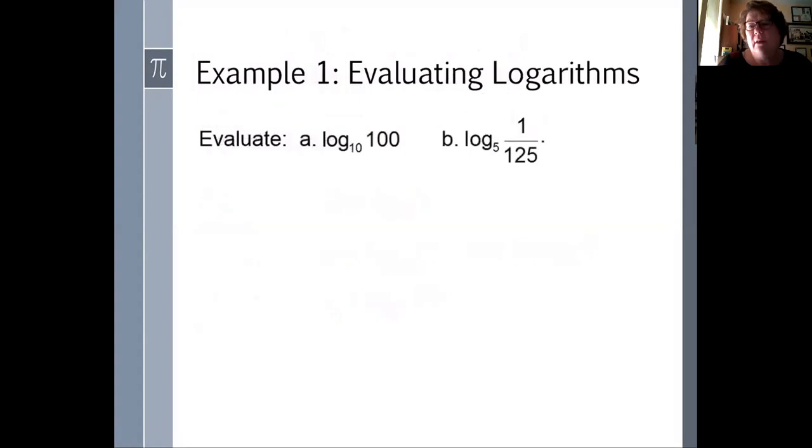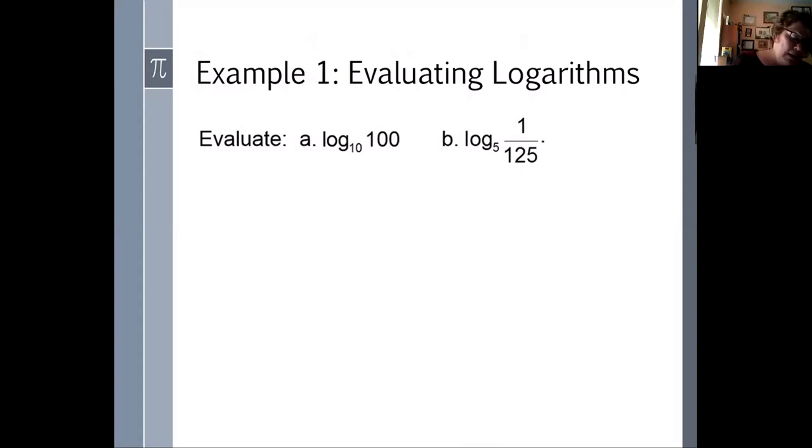Let's evaluate some logarithms, which we were doing on the previous slide also. But you can evaluate logarithms by writing them as exponentials. So let's first look at the log base 10 of 100. Again, what is the logarithm defined to be? The logarithm is defined to be the exponent you raise that base to get that value.